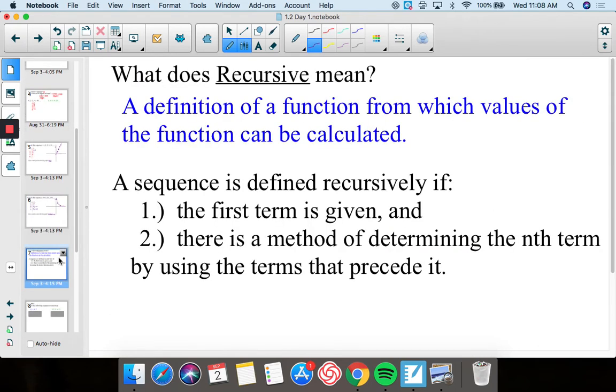Okay, second part of this lesson is defining recursive. Recursive means the definition of a function from which the values of the function can be calculated. A sequence is defined recursively if these 2 conditions are in place. The first is that the first term is given, and the second is that there is a method of determining the nth term by using the terms that precede it, meaning that they come before it. So if we have the first term, and then a method or formula to find the second, the third, the fourth, the fifth, and so forth, then it is defined as a recursive formula.